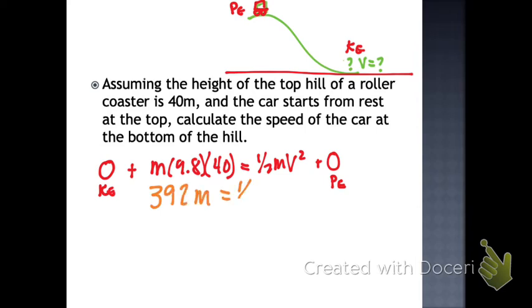And now my m's will cancel, right? Because I've got them in multiplication terms on both sides. 392 divided by 0.5 gives me 784 equals v squared. And then I'm going to square root both sides to get v by itself. 28 meters per second.